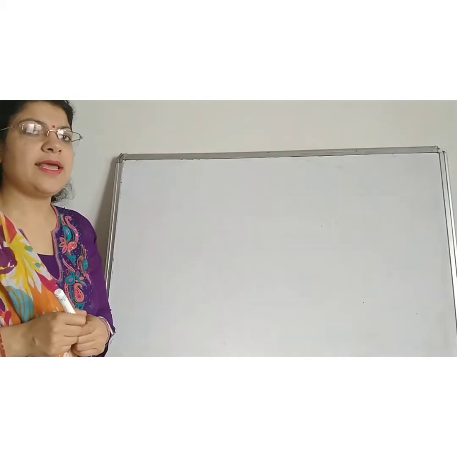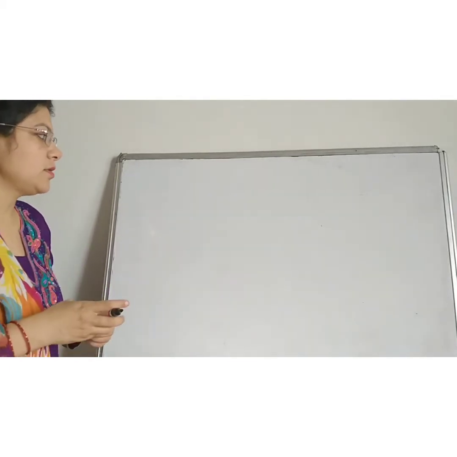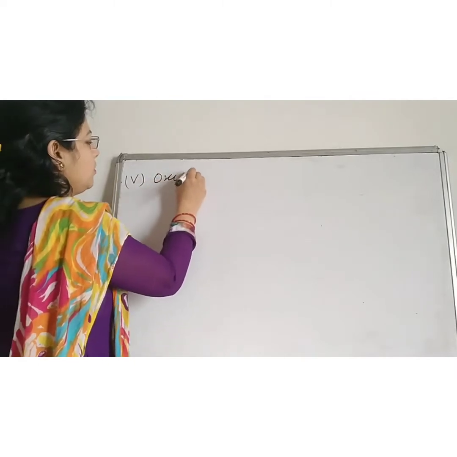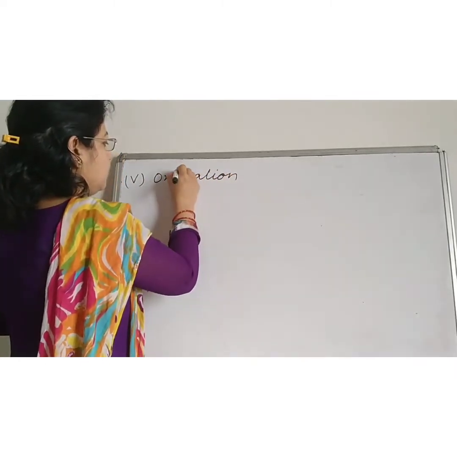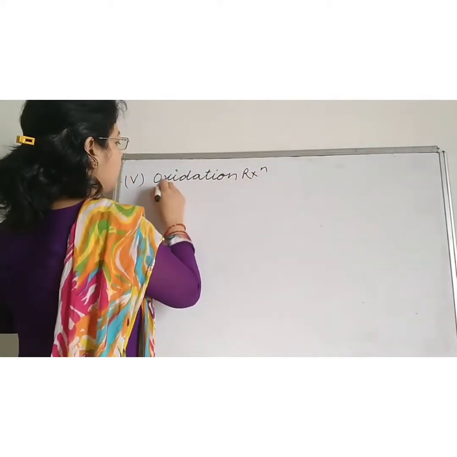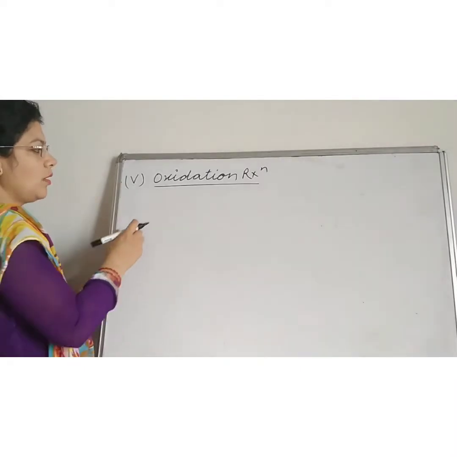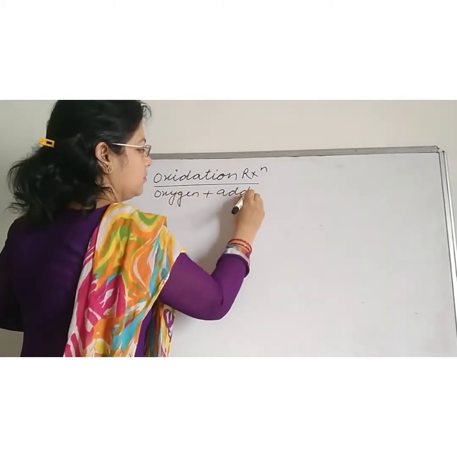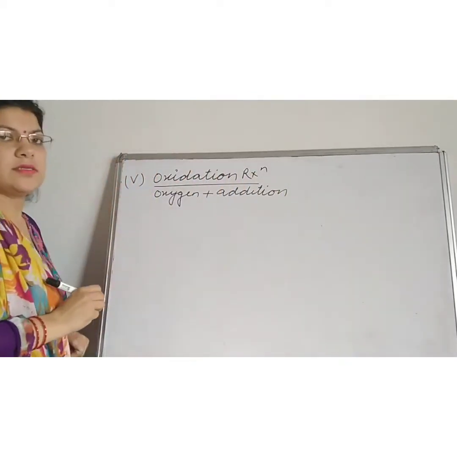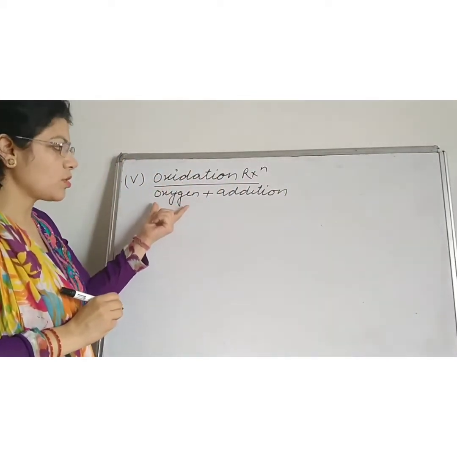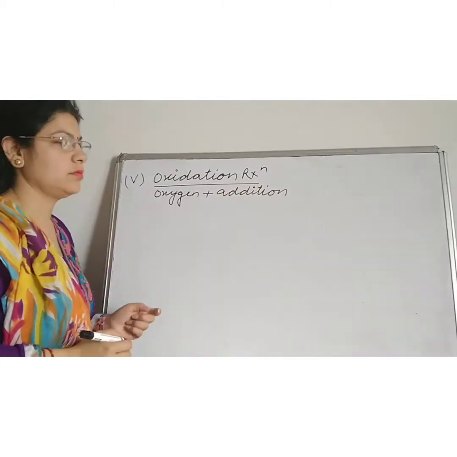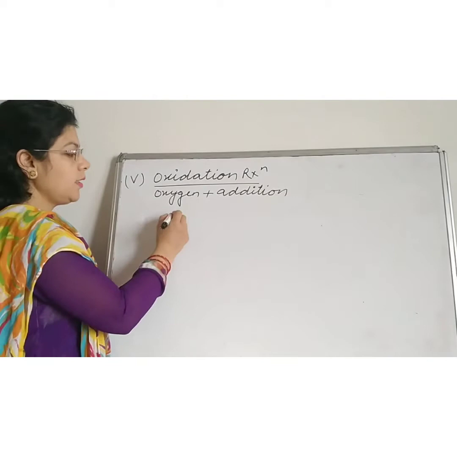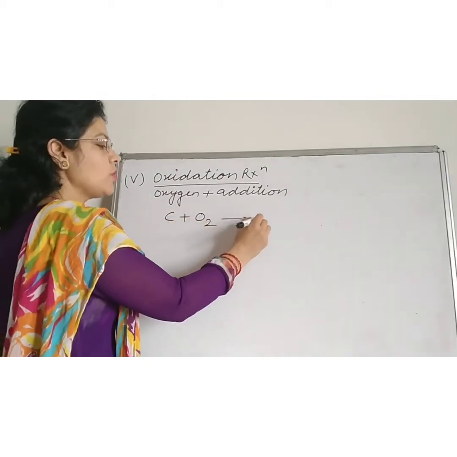Now we will discuss the next type of chemical reaction, that is oxidation reaction. The word oxidation consists of two words, oxygen plus addition. Hence, oxidation reactions are defined as those reactions which take place by addition of oxygen.